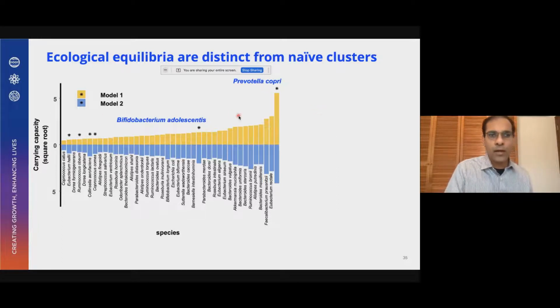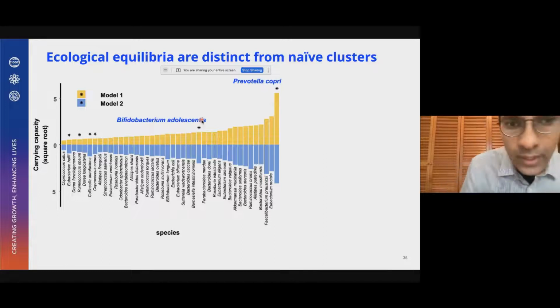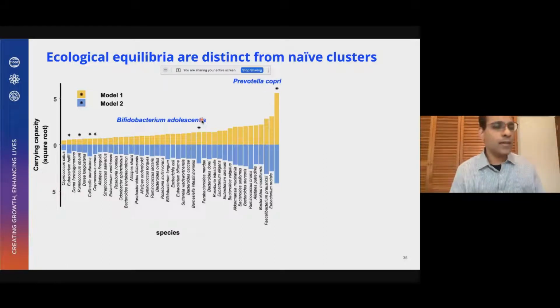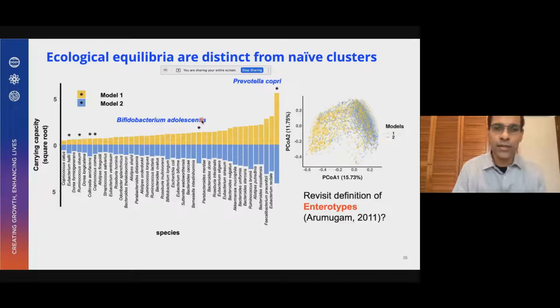And these two models are distinct in a few ways, but one of the ways they're distinct is the carrying capacity, the equilibrium biomass of two key species, Prevotella copri as well as Bifidobacterium adolescentis. So this sort of distinct gut microbial equilibria in human gut microbiomes has been described before in the context of what's called enterotypes, but those have been derived from a clustering approach. So you would do something like a principal coordinates analysis to project this high dimensional data into 2 dimensions, and maybe observe certain density patterns, some dense clusters on the left and on the right here.